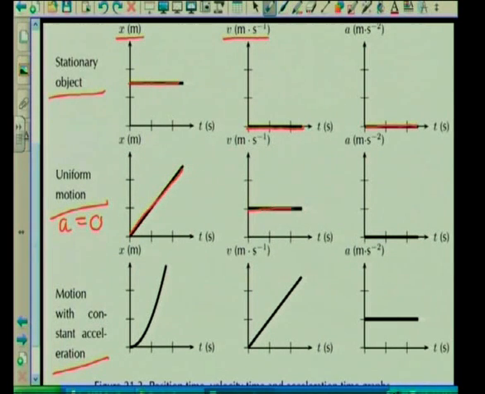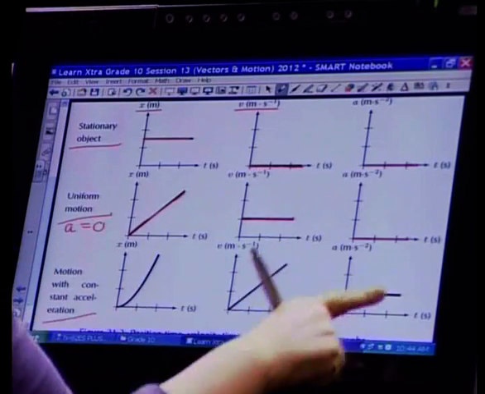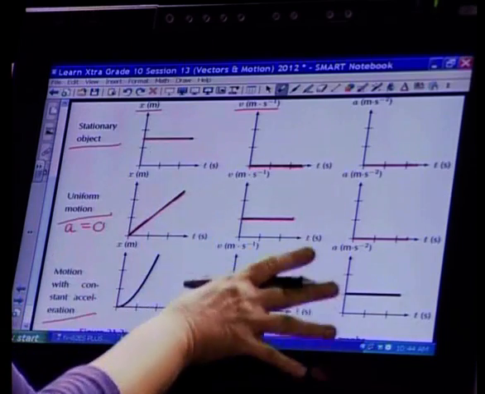Velocity is constant, so it's also a straight line. Acceleration is 0, okay? Now we get to the fun part. When we have an acceleration, in this particular example, I'm dealing with an acceleration that's positive. If it's a negative acceleration, your graph just gets flipped upside down.